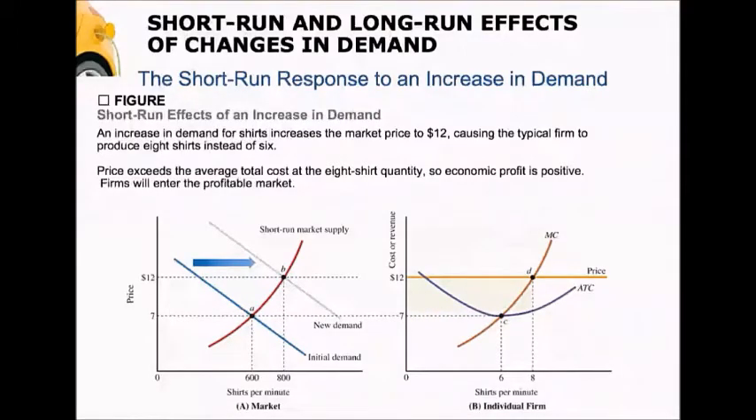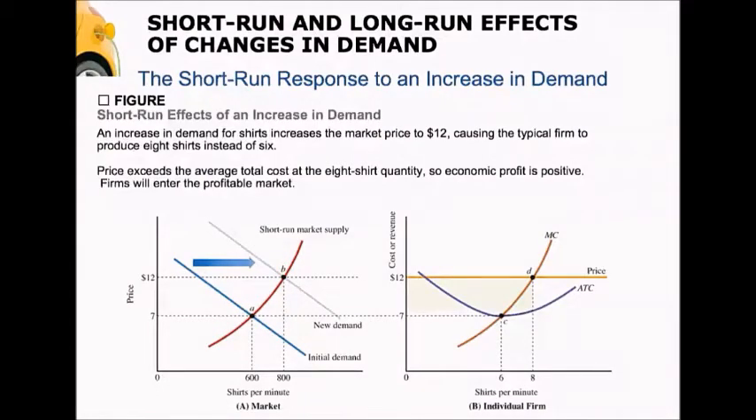Now let's look at what happens if demand increases. Suppose that we increase demand to this new demand curve, driving the price up to $12. What's going to be the response of the individual firm? Well, in the short run, we can see that the higher price of $12 crosses the marginal cost curve at a higher quantity, here at 8 shirts per minute. So the response of the individual firm is to increase production as the price goes up, and that gives you an upward sloping short-run market supply curve.